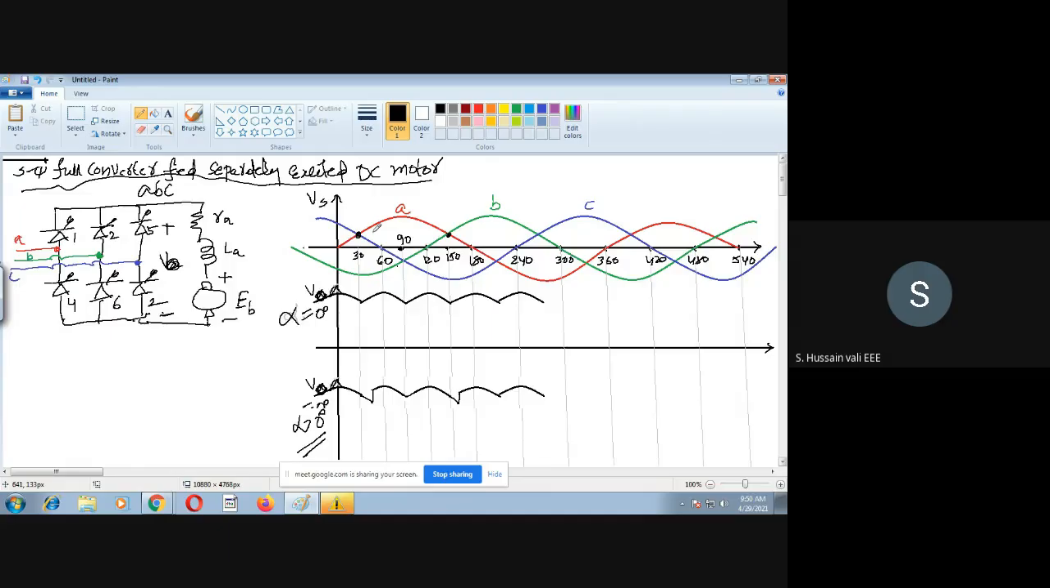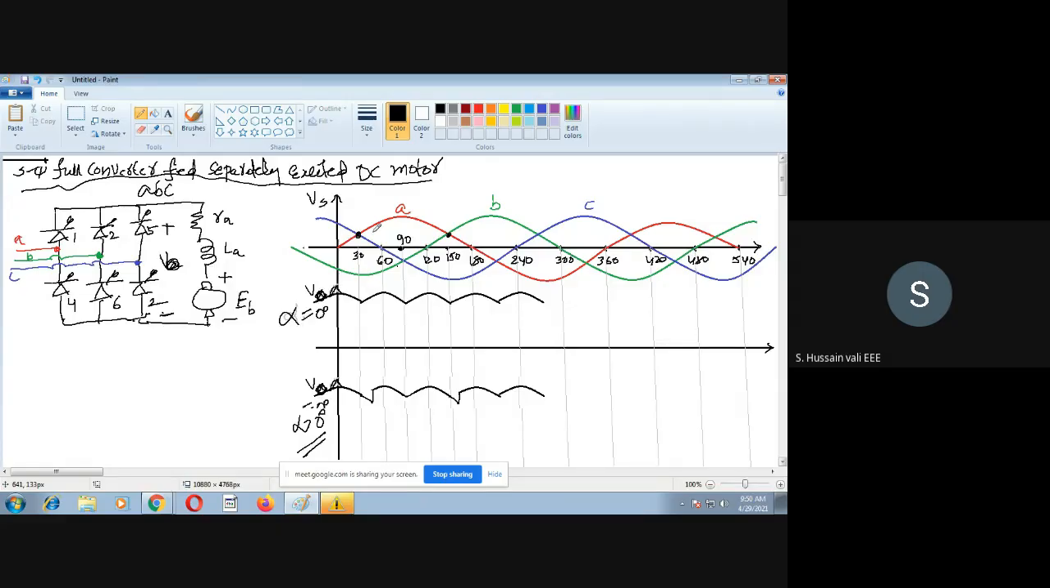One important thing you must understand here is that there is no freewheeling diode. When there is no freewheeling diode, if it is continuous conduction, then you must understand one thing: definitely some of the thyristors will conduct.